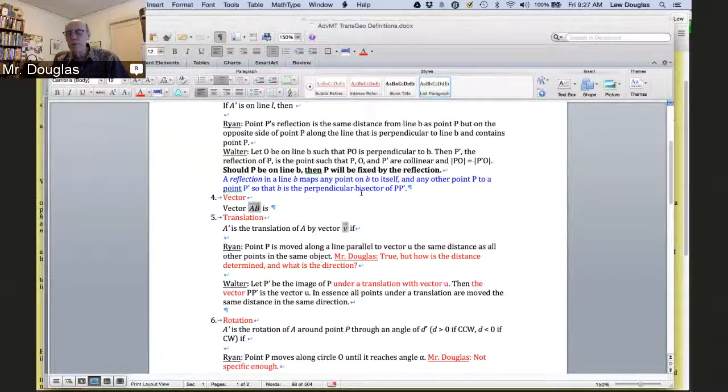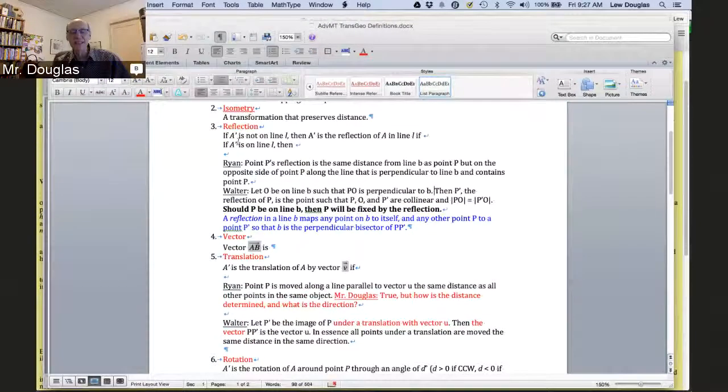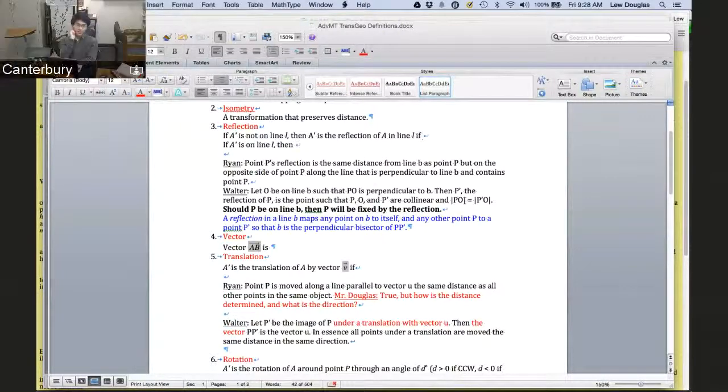There's a really short one that Henry did, which you did see, which is this, using the idea of perpendicular bisector to get both of these ideas quickly. So I was thinking that we could do something like this. What do you think of this? If A prime is not on line L, then A prime is the reflection of A in line L if what? If L is the perpendicular bisector of A A prime.